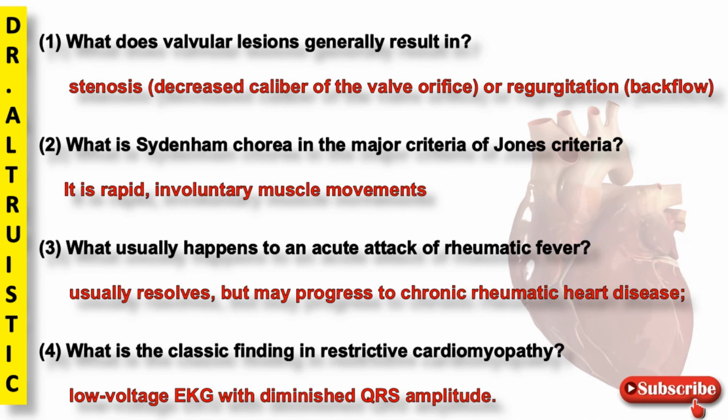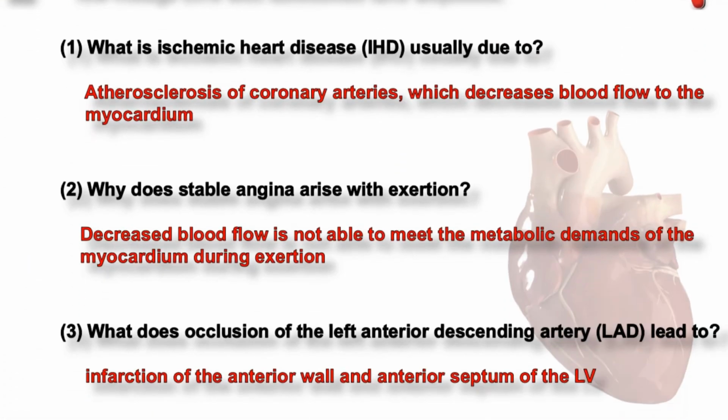3. What usually happens to an acute attack of rheumatic fever? Usually resolves, but may progress to chronic rheumatic heart disease. 4. What is the classic finding in restrictive cardiomyopathy? Low voltage EKG with diminished QRS amplitude.